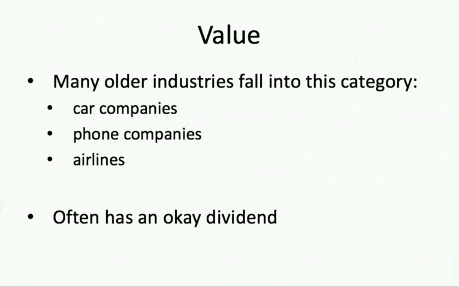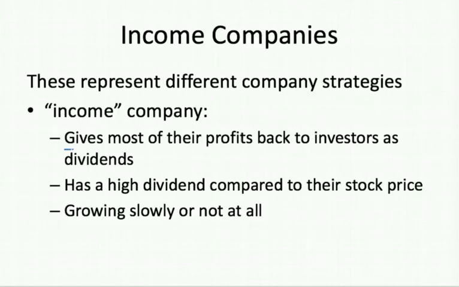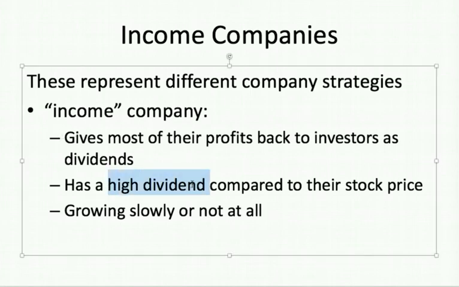There's actually this third category that gets talked about a little bit less, income companies. These are companies that have pretty high dividends compared to their stock price. They might be a company that actually gives back most of their profits to their investors as dividends. These income companies will either be growing slowly or sometimes not growing at all.